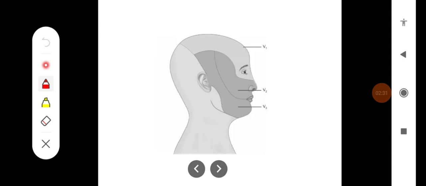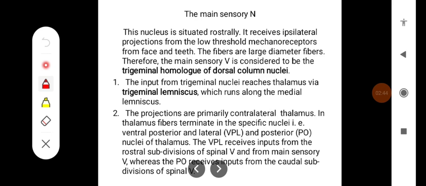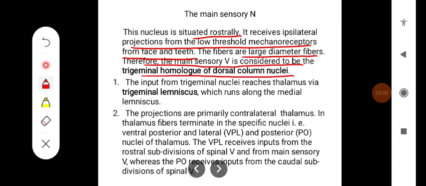This diagram shows the innervation of the subdivisions of the trigeminal nerve, that is ophthalmic, second one is maxillary, and third one is mandibular. The main sensory nucleus. This nucleus is situated rostrally, and it receives ipsilateral projection from the low threshold mechanoreceptors from the face and teeth. The fibers are large diameter fibers, therefore the main sensory 5 is considered to be the trigeminal homologue of dorsal column nuclei.